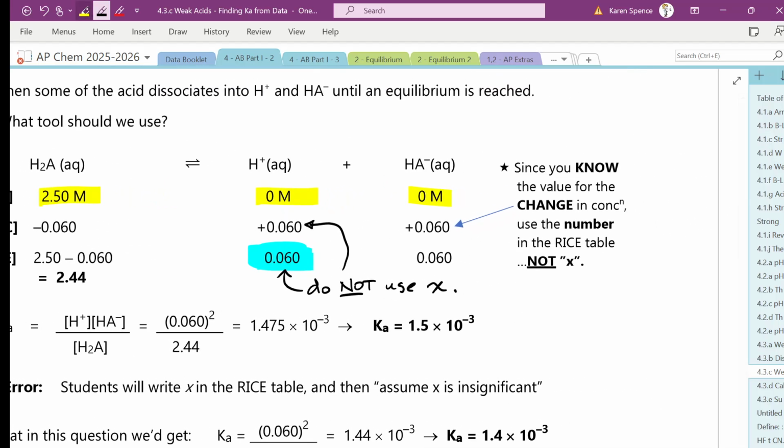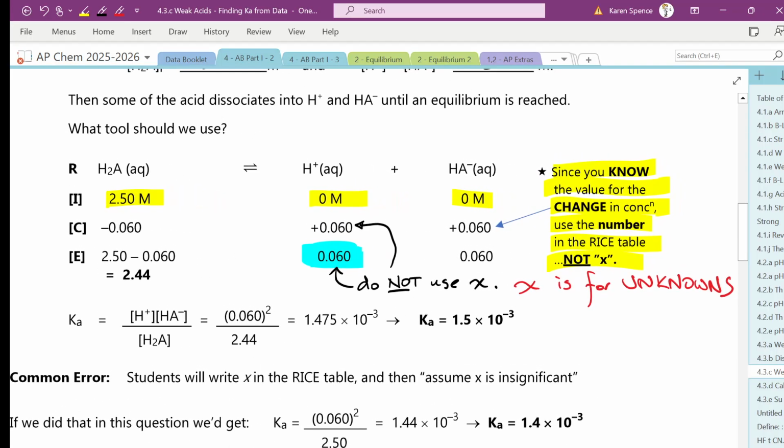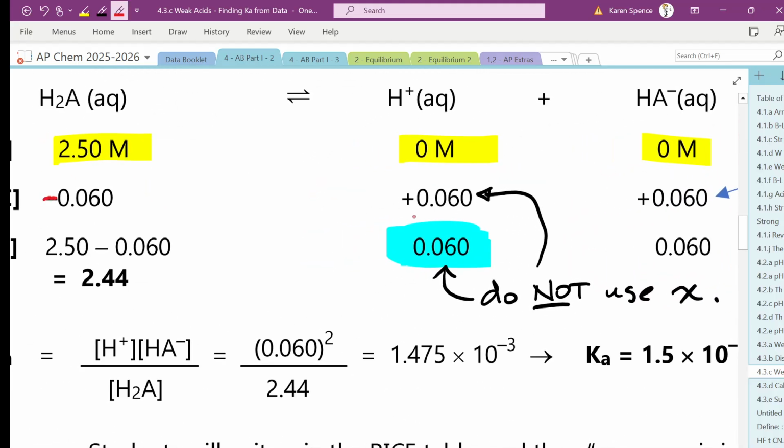Oh, look, I've written it over here. Since you know the value of the change in concentration, use the number in the ICE table, not X. X is an unknown. All right, everything's 1 to 1 to 1 though, so our changes will all be 0.60. This one goes down, these two go up.